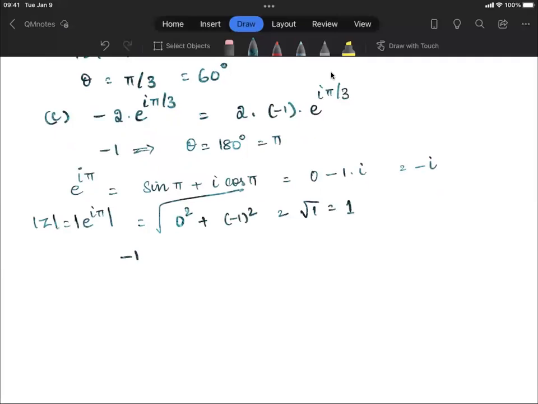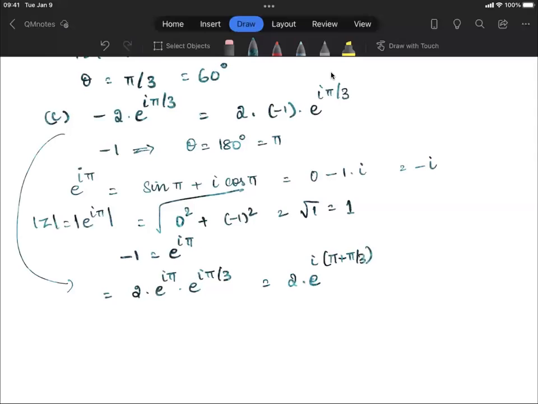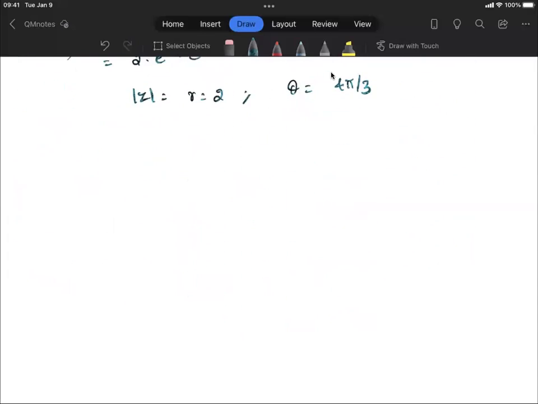So I can write minus 1 to be equal to e to the power i pi. And so this can be written as 2 times e to the power i pi times e to the power i pi by 3. In this case, the absolute magnitude is 2 and the phase is 4 pi by 3. This is C.